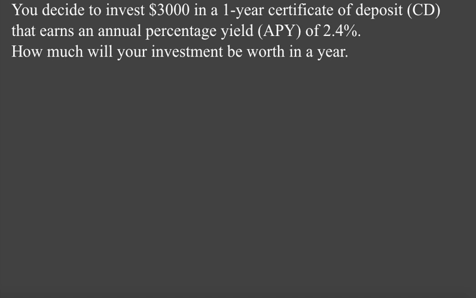You decide to invest $3,000 in a 1-year certificate of deposit, all right, CD, that earns an annual percentage yield, an APY, of 2.4%. All right, then how much will your investment be worth in a year? Okay, so it's a good question. Let's look at the pertinent information here. The pertinent information is the 3,000. So that's your original investment.